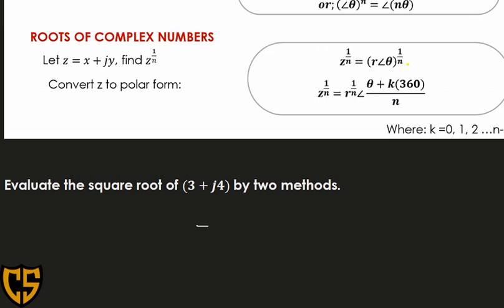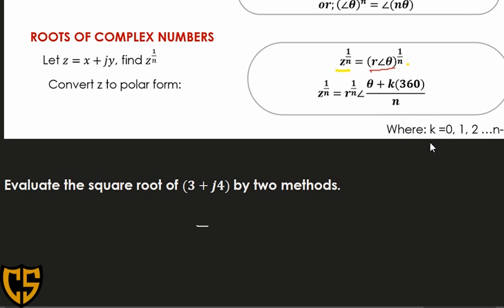We have z raised to n. Okay, so we have z raised to 1 over n. So this is signifying the nth root of z. So that will be equal to r, I mean the magnitude, then angle theta, raised to the power of 1 over n. So we also have the formula z raised to the power of 1 over n is equal to, so distributing, we have r raised to the power of 1 over n, then our angle will be theta plus k times 360 divided by n.